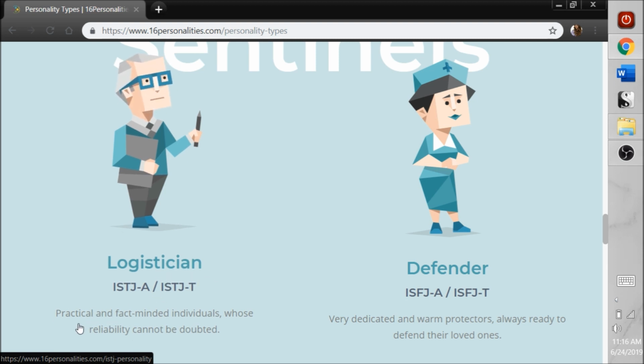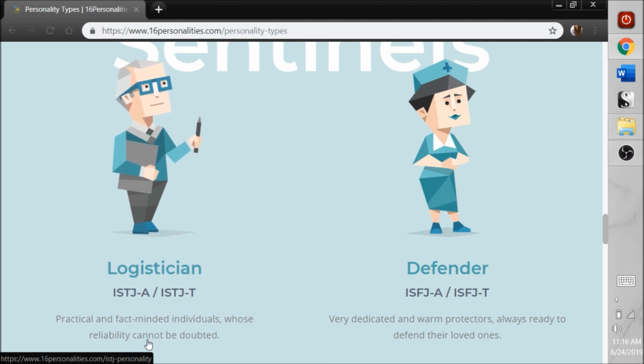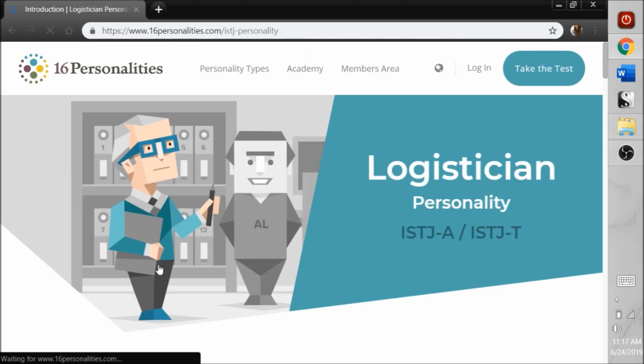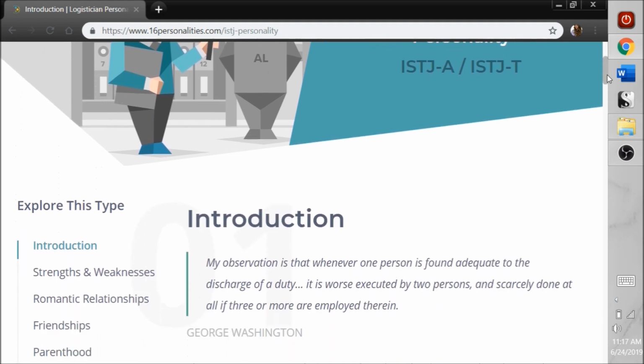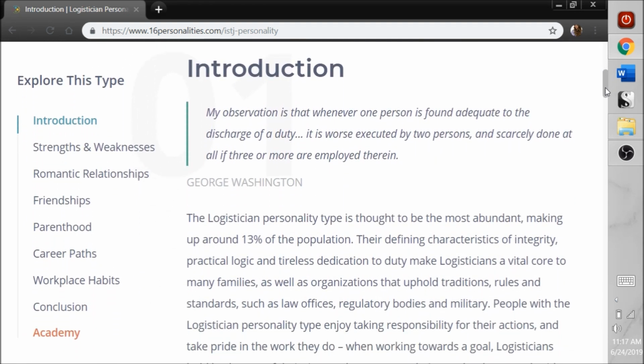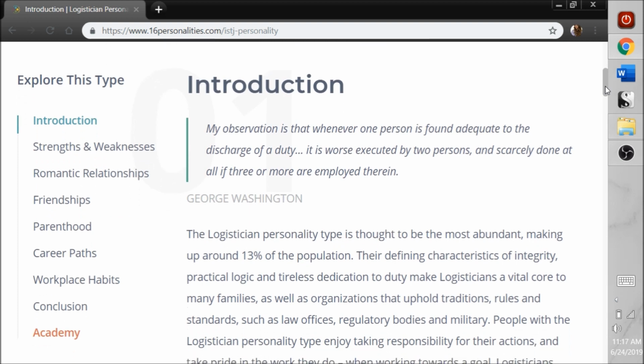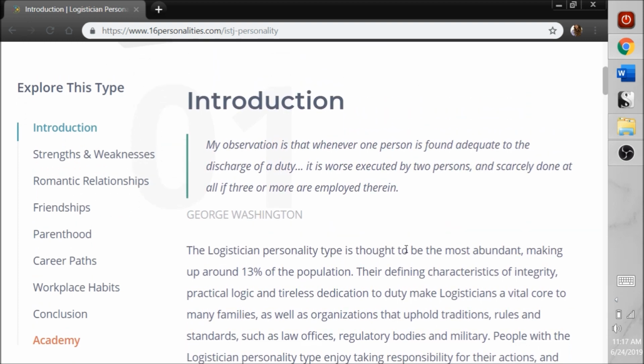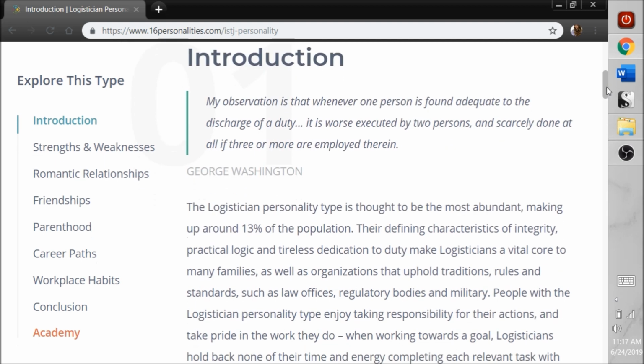So if this sentence, practical and fact-minded individuals whose reliability cannot be doubted, is something that seems like it might fit your character, but you're not quite sure, you can click on it and it will take you to the Logisticians personality page. And this is where all the exciting stuff is. So this first page is a brief overview introduction of this type of character. And I guess when I say brief, it's really not all that brief.